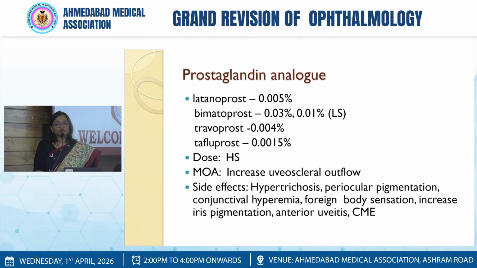The first group of drugs are prostaglandin analogs, which are now the first choice of drug for treatment of glaucoma. Previously it was beta blockers, but because of the bedtime dosage of prostaglandins, and nowadays the cost is also not much compared to the previous cost. So prostaglandin analogs are the first choice of drug in all types of glaucoma except uveitic or inflammatory glaucoma.